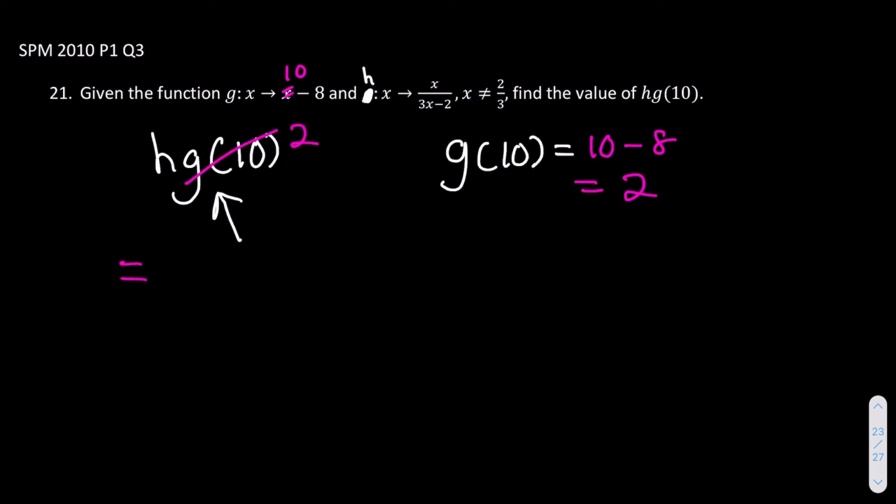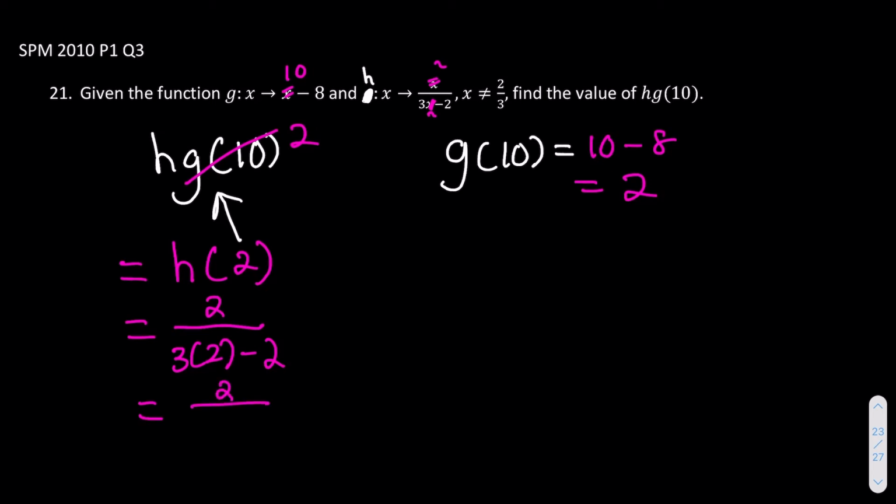So we can now update our function to become h of 2. So now we go for the h function here and update all of our x to become 2. So now we will have 2 over 3 bracket 2 minus 2. If you compute using the calculator, you will have the answer 1.